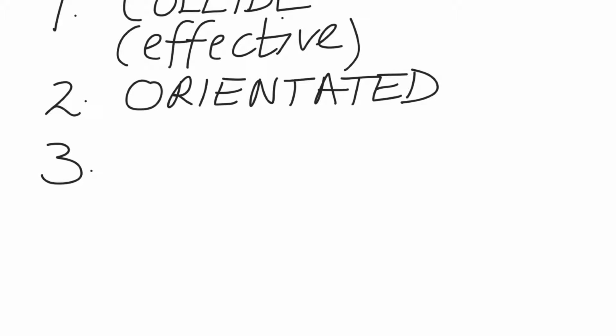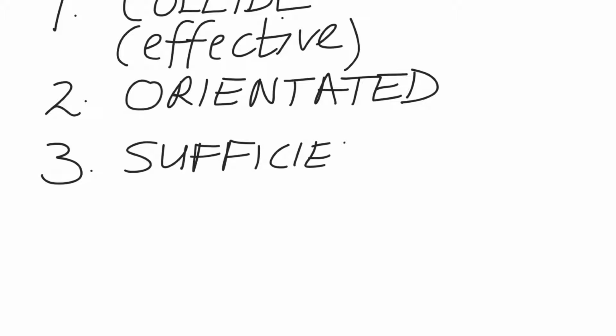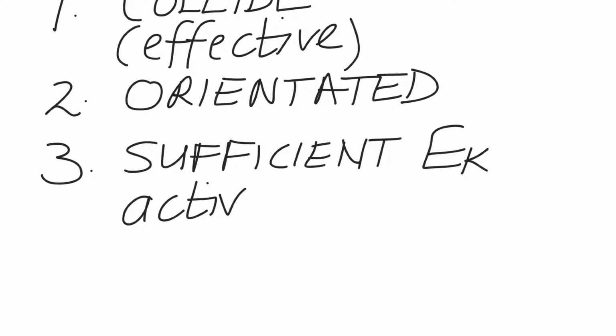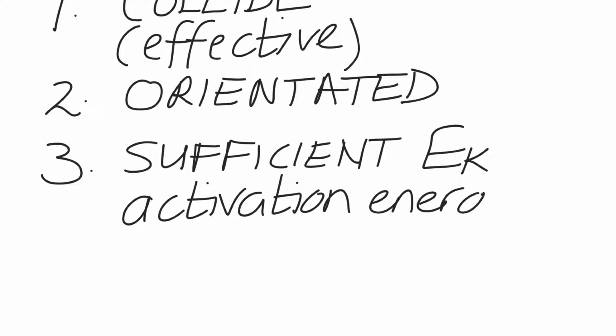And thirdly, when they collide, they have to collide with sufficient kinetic energy for their valence orbitals to overlap. And this minimum threshold energy with which they must collide is known as activation energy, which can be abbreviated to EA.